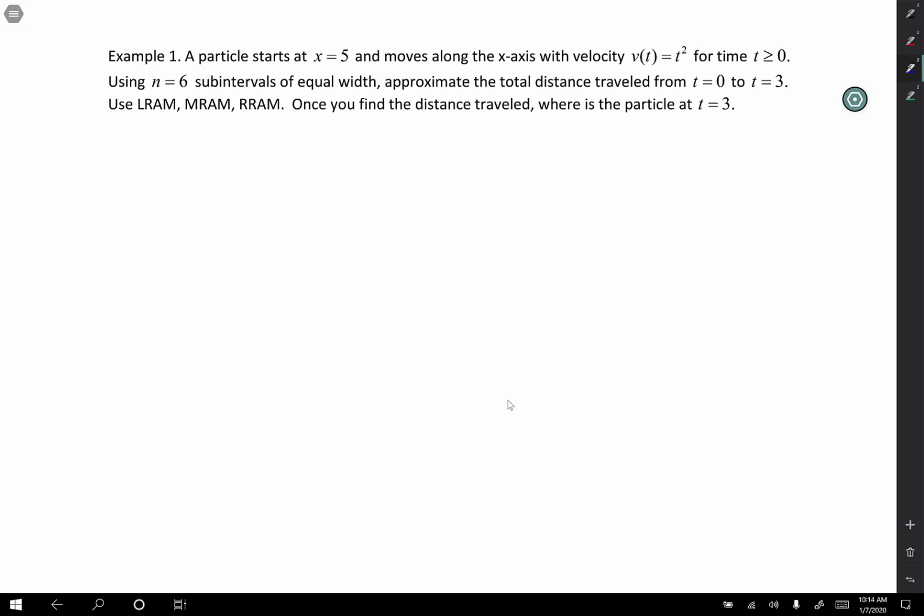A particle starts at x equals 5. So underline that for the moment. And moves along the x-axis. So that means I'm only moving left or right. With velocity v of t equals t squared for time t greater than or equal to 0. Using n equals 6 subintervals of equal width, approximate the total distance traveled between 0 and 3. Use LRAM, MRAM, RRAM. Once you find the distance traveled, where's the particle at t equals 3?